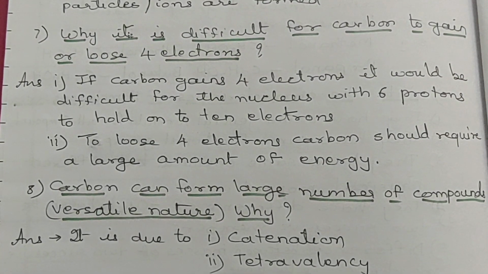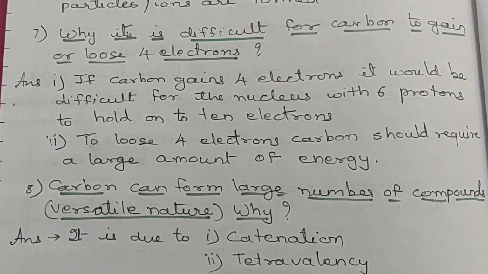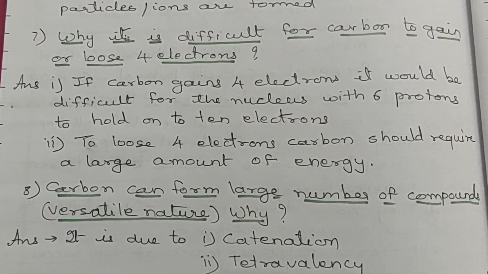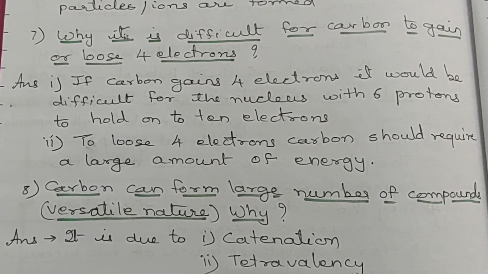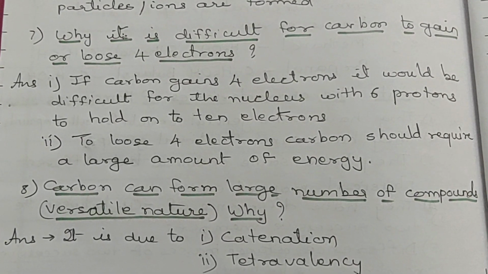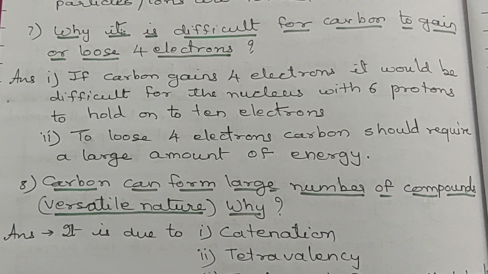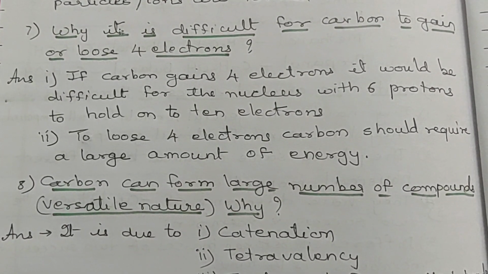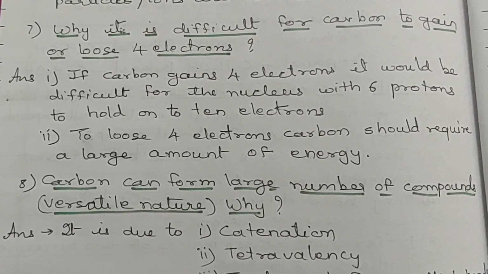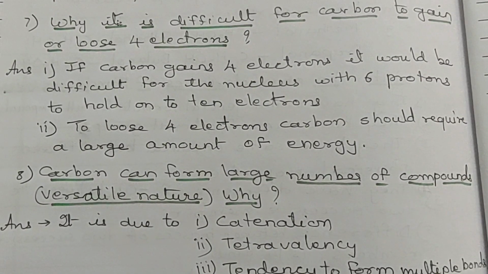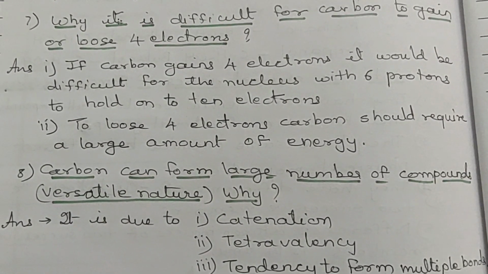Why is it difficult for carbon to gain or lose 4 electrons? The reason is, first, if carbon gains 4 electrons, it would be difficult for the nucleus with 6 protons to hold on to 10 electrons. Second, to lose 4 electrons, carbon would require a large amount of energy.